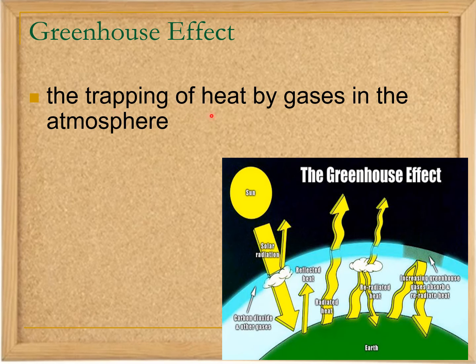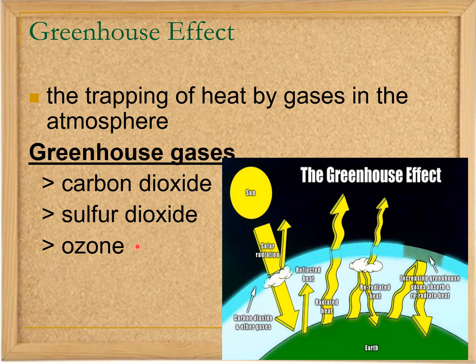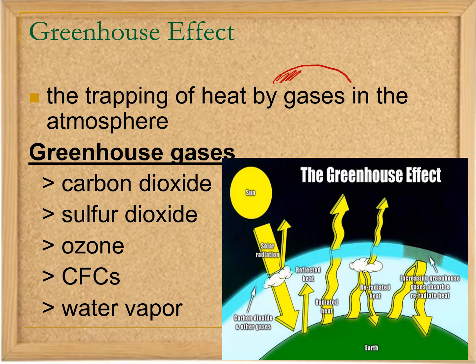It is the trapping of heat by the gases of the atmosphere. These gases are what we call greenhouse gases. We have carbon dioxide, sulfur dioxide, ozone, CFCs, and water vapor. So basically it's just like this. If this will be Earth, okay, so this will be Earth.